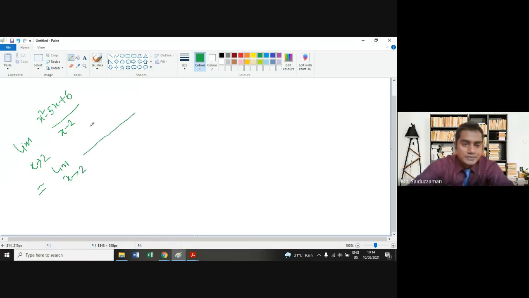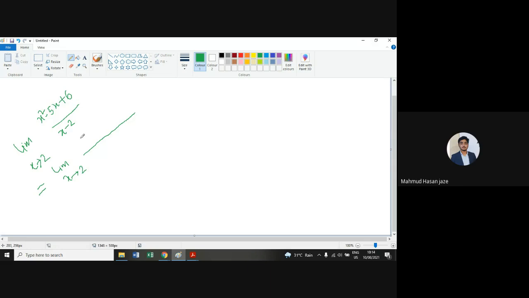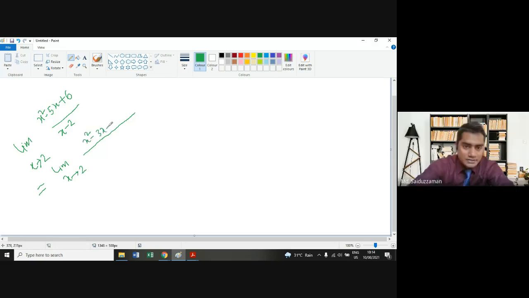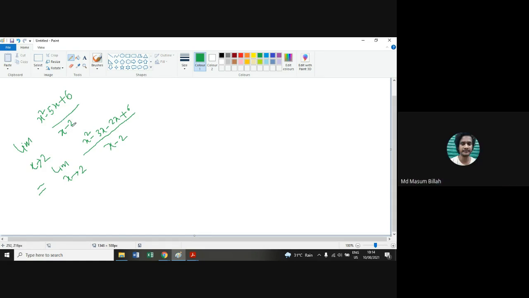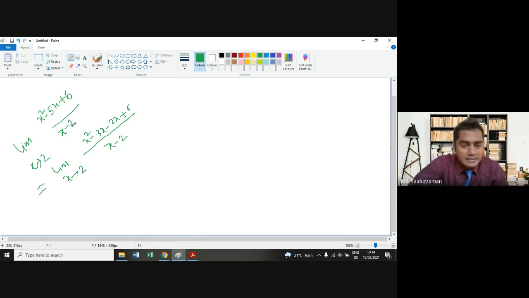Middle term factor is possible. So x squared minus 3x minus 2x plus 6, divided by x minus 2. Okay, so another thing you can notice here, that if you directly put the value x equal to 2 here, it will be 0. Yes, sir. So in that case, we cannot solve the math.